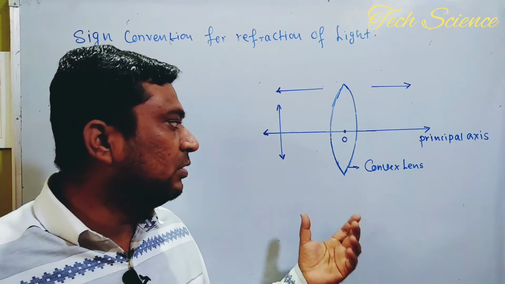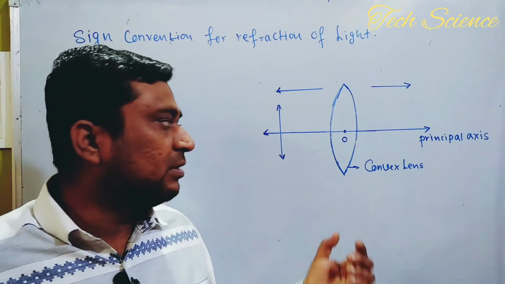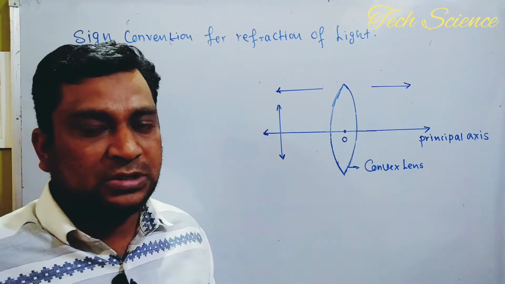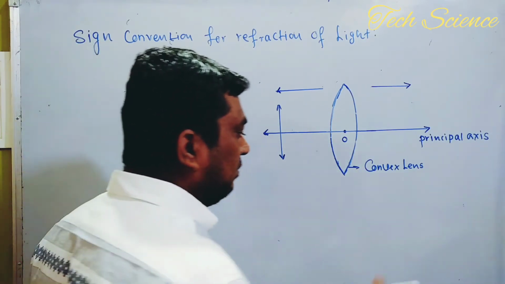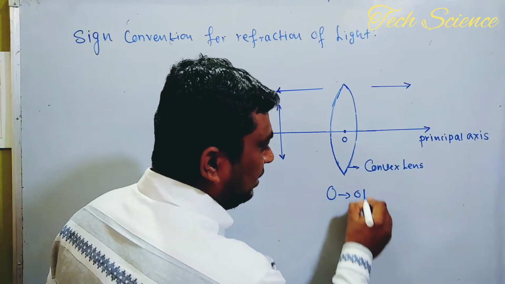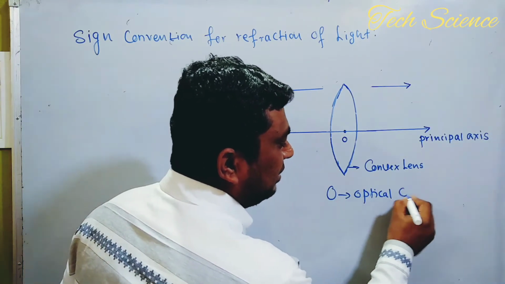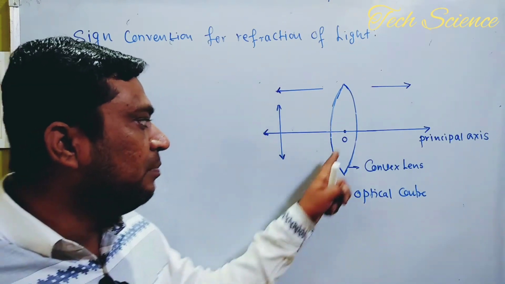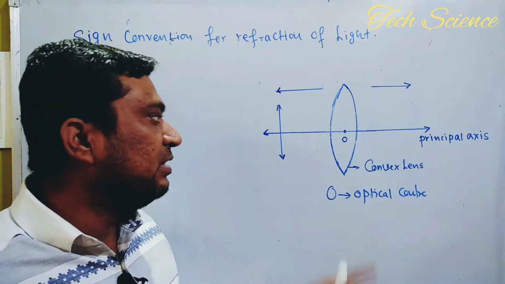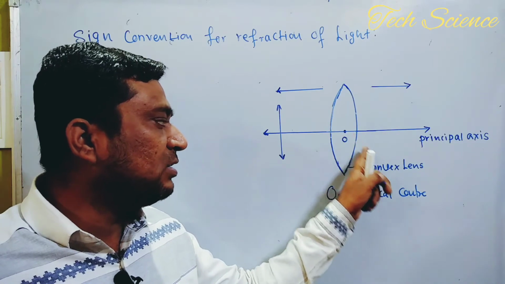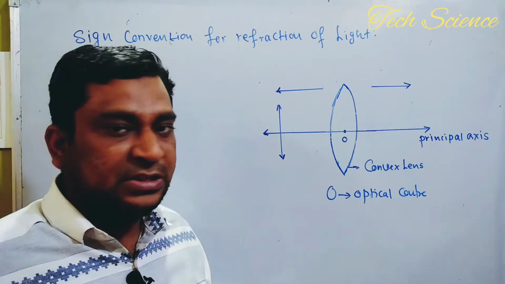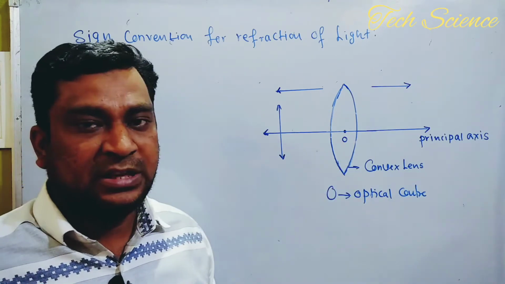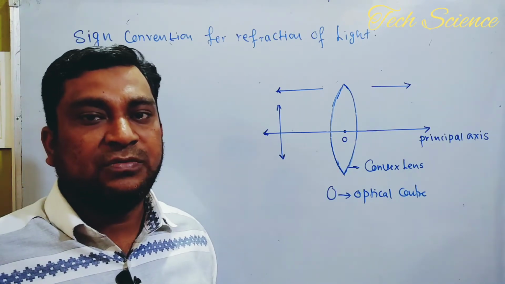What about the origin? Which point do you have to consider as the origin? Here, O is nothing but the optical center. Remember, O stands for the optical center, the midpoint of the lens, where a light ray that is incident passes through without deviation, without changing its path, and travels in a straight line. This is the only such point, and it is called the optical center of the lens.